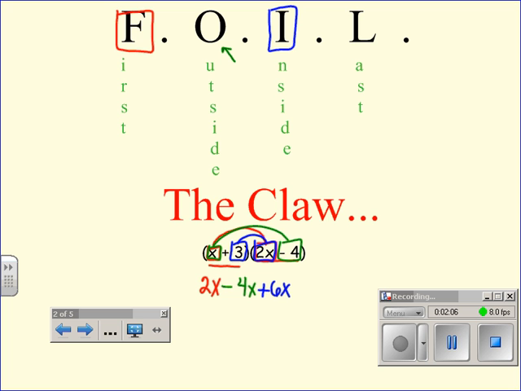The last step in multiplying our binomials is to multiply the last numbers together. That's going to be the last numbers of each binomial. In our first binomial, our last number is 3, and in our second binomial, our last number is -4. 3 times -4 is -12.